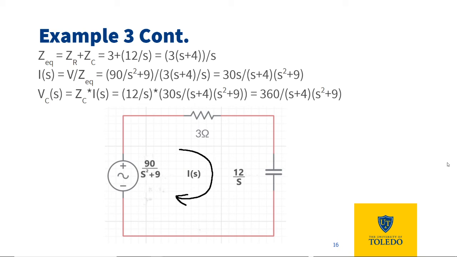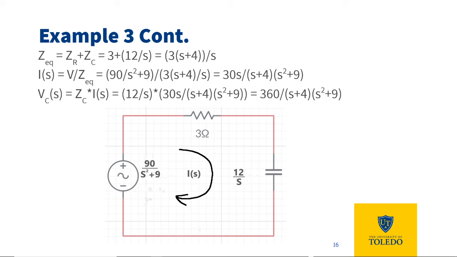For the circuit, the Z equivalent will equal Z of R plus Z subscript C, which equals 3 plus 12 divided by S, which equals 3 times S plus 4, and all of that divided by S. Our I of S equals V divided by our Z equivalent, which we found above, which equals 30S divided by S plus 4, and multiplying that by S squared plus 9.